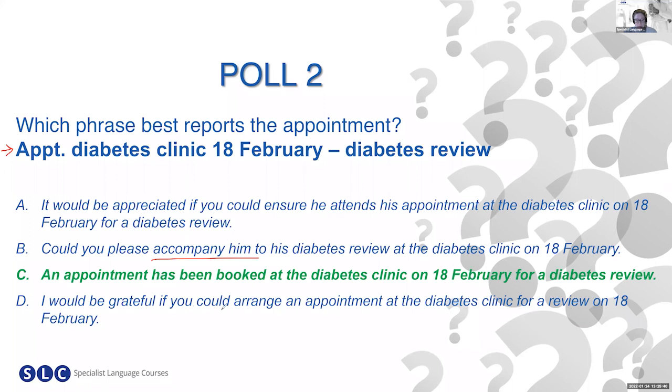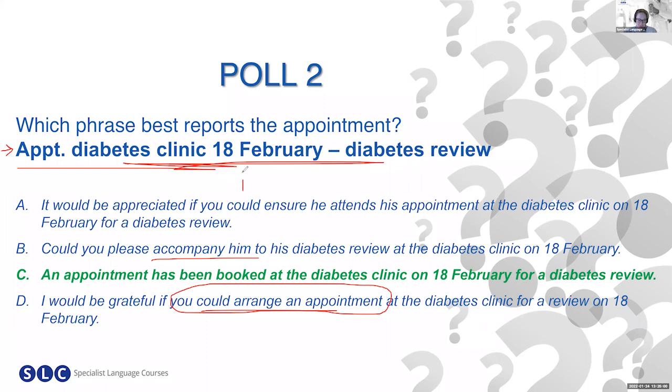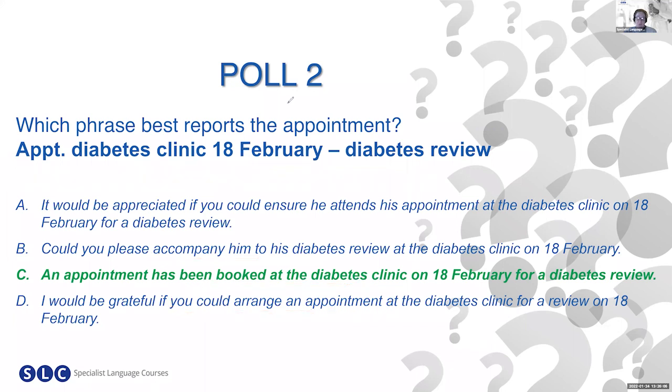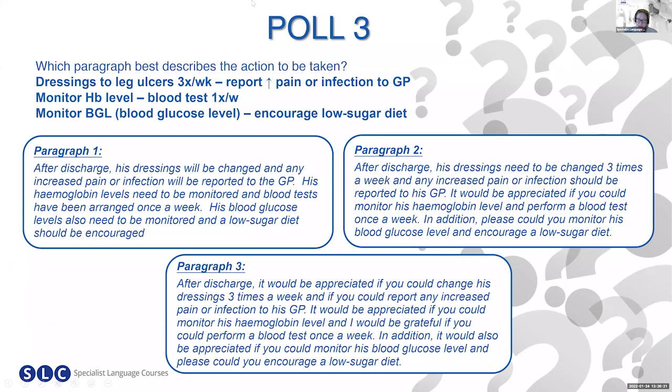Similarly here, I would be grateful if you could arrange an appointment at the diabetes clinic. No, where's arrange in this line? And, you know, you work in healthcare settings, you can't decide on the appointment date. They would probably decide on the date, not you. So because you've got the date here, you can assume that it's already arranged and you just report it. Therefore, option C is the only way you could express that. So be careful.